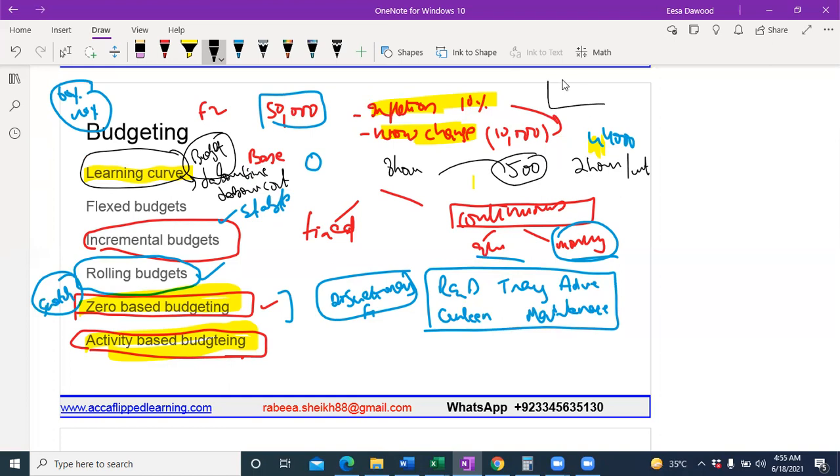At times the time is reducing, but there comes a time when it actually stops. And that is the right time where you can set a standard for one unit, when the learning actually stops. So for example, the learning actually stops after the 50th unit.